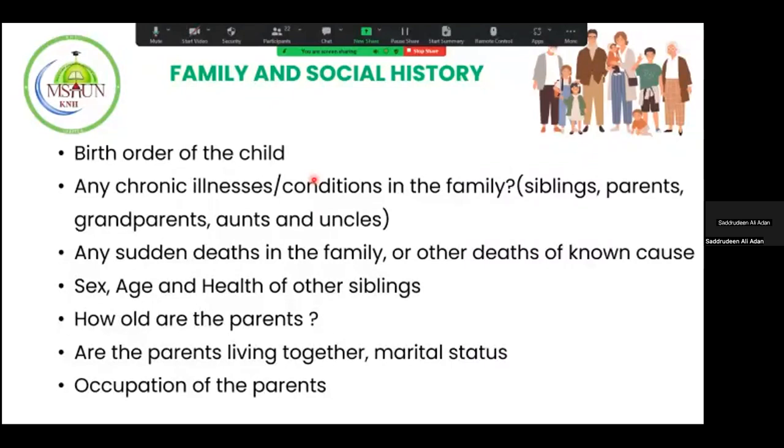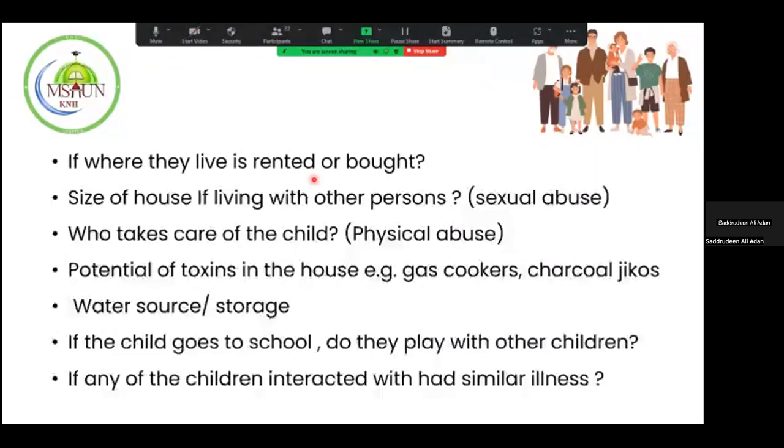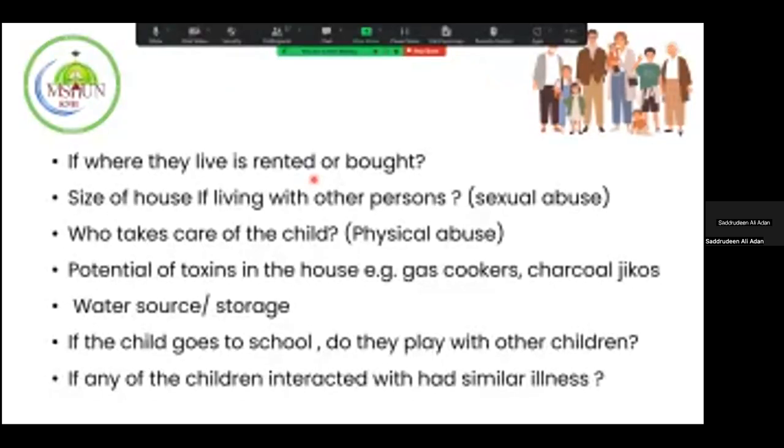So, continuing, where do they live? Is it rent or board? Size of the house, living with other persons. Is it a 3-bedroom with 15 people? Especially if maybe it's a girl, or especially if they come with a history of sexual abuse. And mostly in sexual abuse, the perpetrator is someone known to the patient. It's not some random stranger. It's someone who the patient knows.